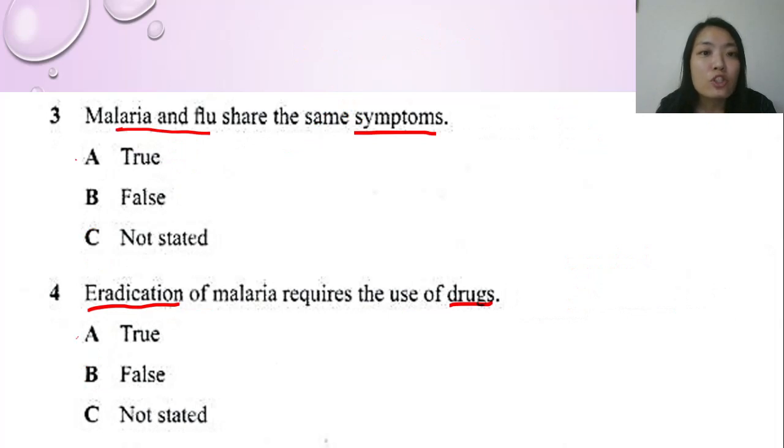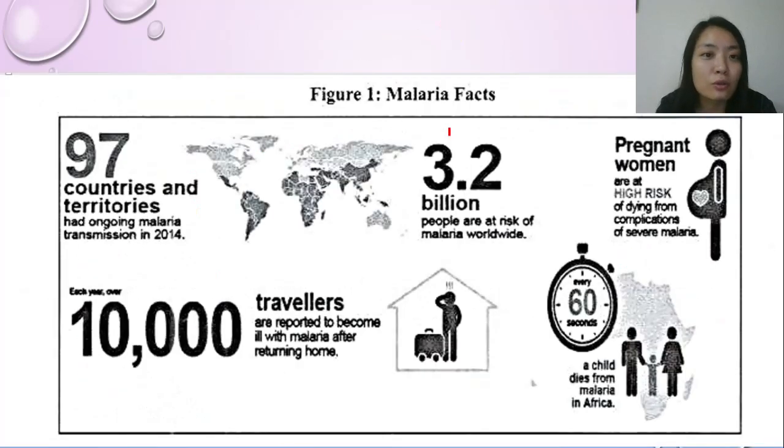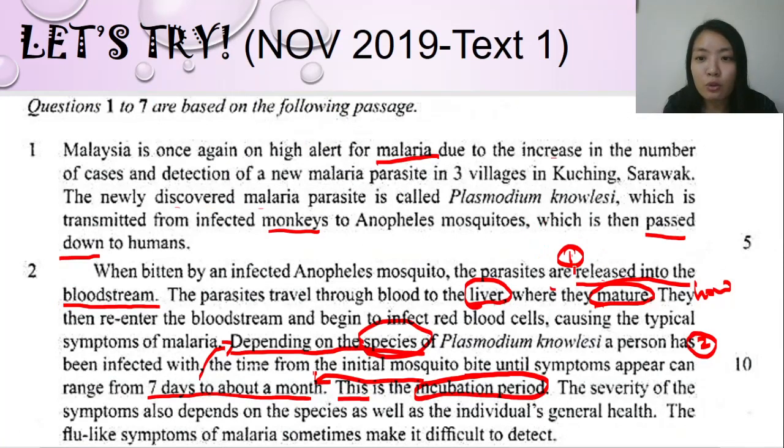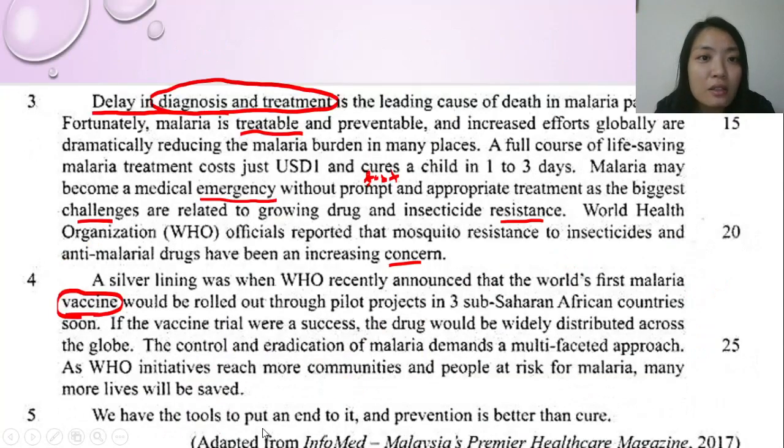Malaria and flu share the same symptoms. So malaria and flu have the same symptoms, yes or no? Let's have a look at the text again. Okay, so just now we found the answer for number 2 over here already. So we continue from down here. Severity of the symptoms. The severity of the symptoms also depends on the species, as well as the individual's general health. The flu-like symptoms of malaria sometimes make it difficult to detect. Okay, I'm not sure yet. Let's see. Anything here? This is about delay in diagnosis already.